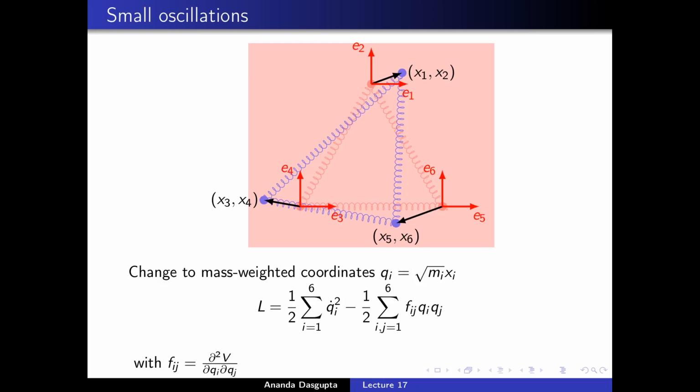The other term, minus half the sum over both i and j, running from 1 to 6, F_ij q_i q_j, is simply the potential energy term, where F_ij are just these mixed partial derivatives, ∂²V/∂q_i∂q_j. Of course, the upper limit of 6 that we have used here in both the sums is because we are using a system with 6 degrees of freedom, that is 3 atoms which can move in 2 dimensions.